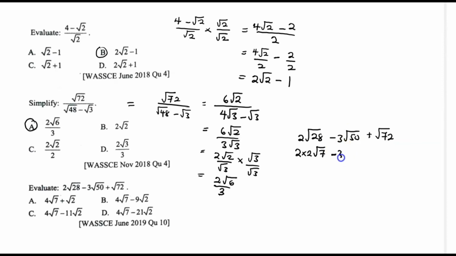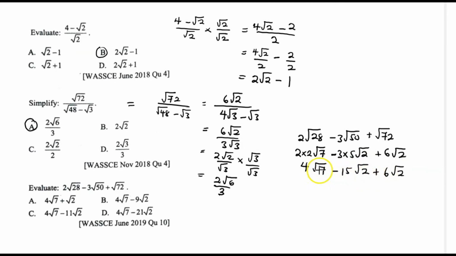So that is going to give us 3 times 5 root of 2, plus root of 72, which can also be simplified to get 6 root of 2. So we have 6 root of 2. Now, going further, we have this as 4 root of 7 minus 15 root of 2, then plus 6 root of 2. You realize that we have some like surds there. Therefore, like surds can be added or subtracted.